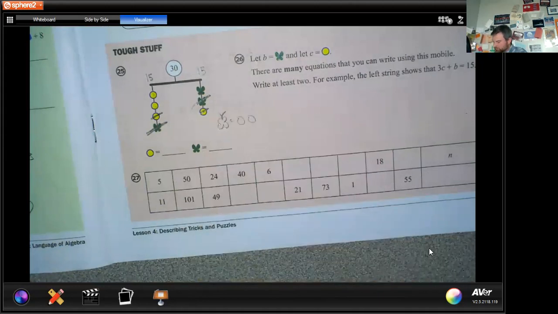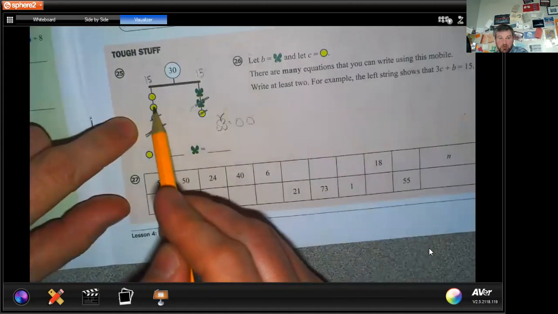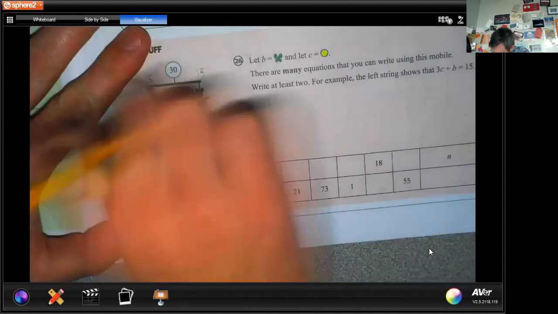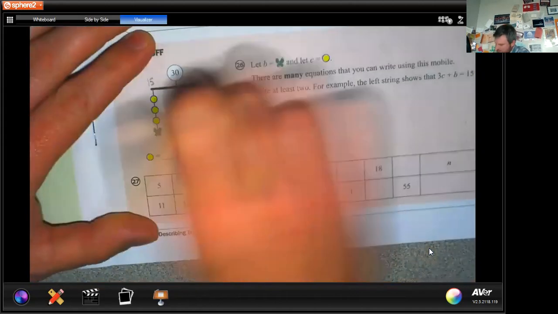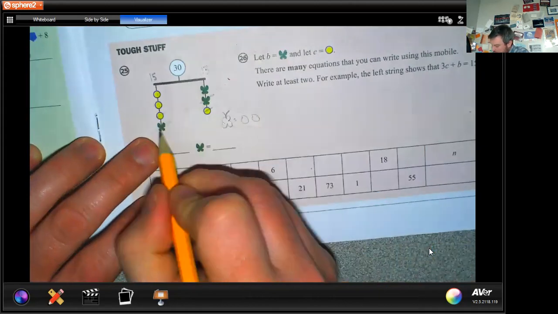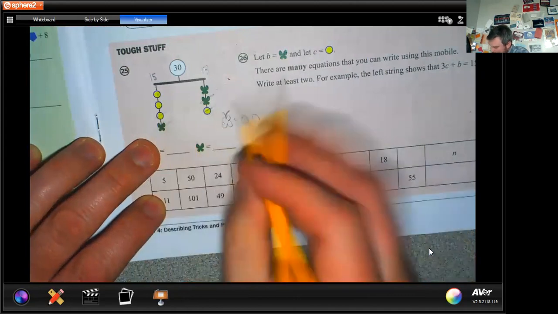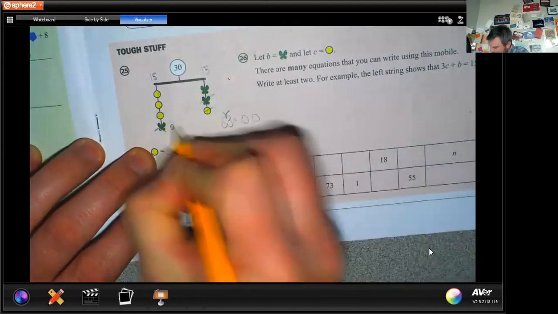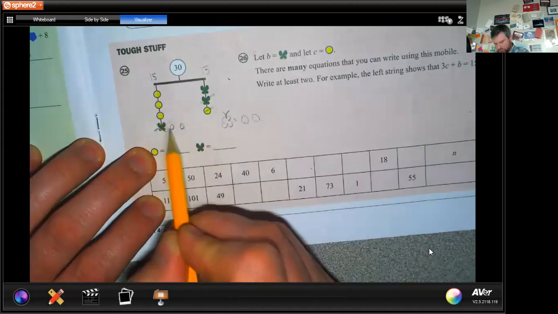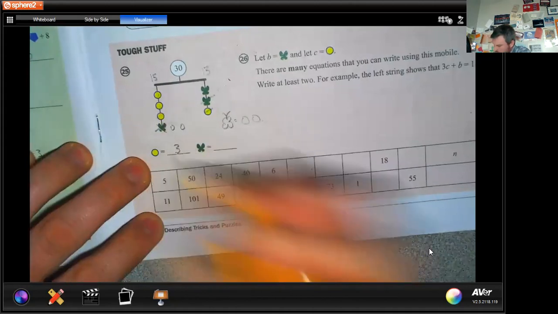Okay, so I can't divide this 15 into these 2 circles because remember the total has to equal 30. I know that all of this right here will equal 15. And I know that a butterfly is 2 circles because of what I canceled and it had to balance. So instead of writing this, if I write 2 circles here, then I can divide the 15 among those 5 circles. Okay, and 15 divided by 5 is 3.